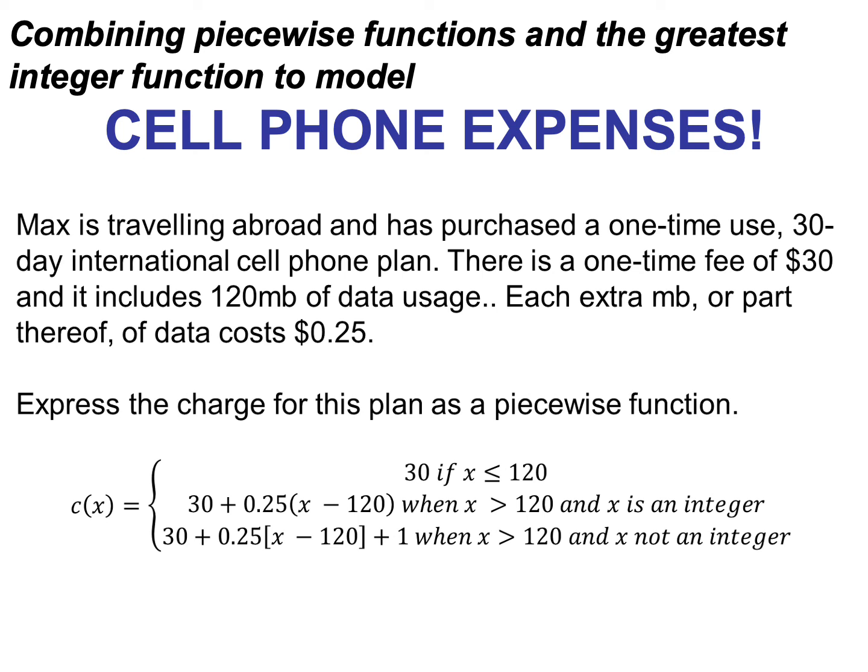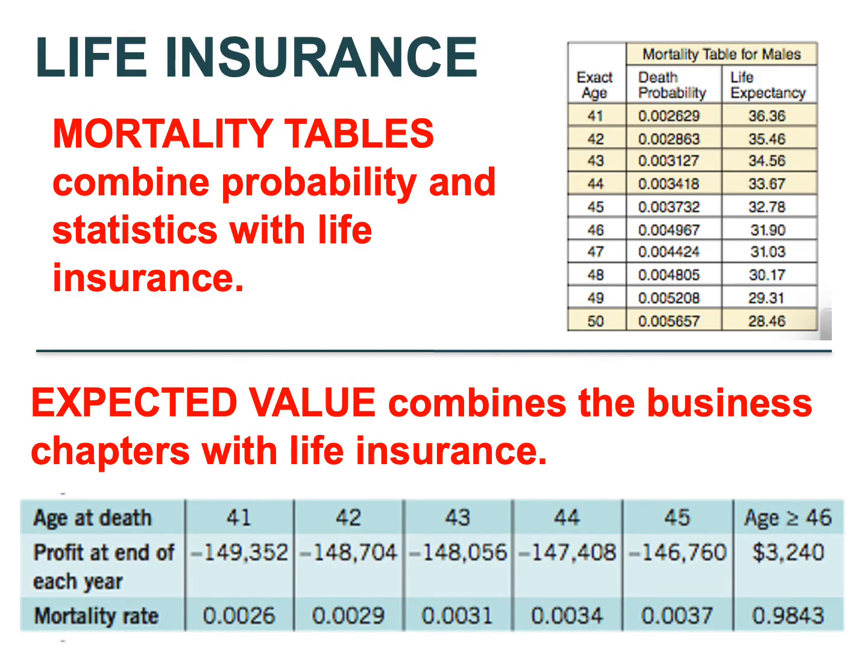Cell phone minutes and data rates for many carriers can be expressed as a piecewise function using greatest integer notation. Students are shown how life insurance companies can compute their profit using mortality rates.